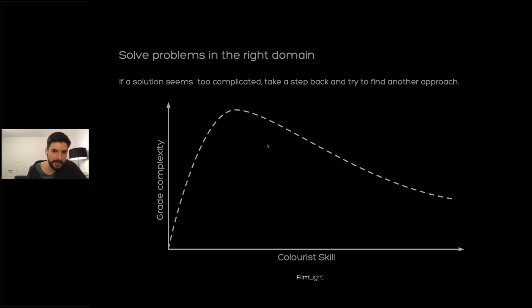But my point here is that when you're growing as a colorist, usually you have the tendency to find solutions that are working in the right domain, maybe. And I'm just trying to encourage you to always keep learning and try different approaches, because if a solution seems too complicated, take a step back and find another approach. Sometimes it can be very simple, and if a simple solution gives you a nice result, then probably you found a good approach.